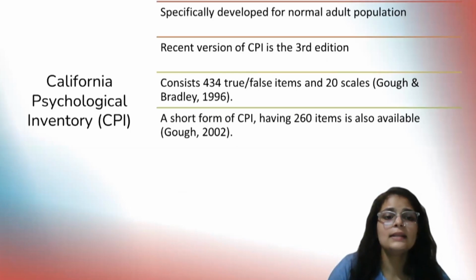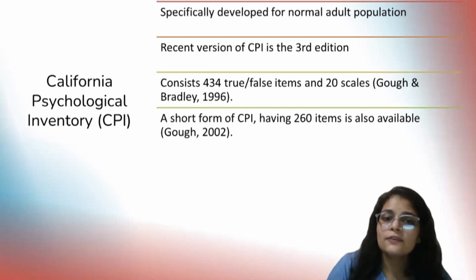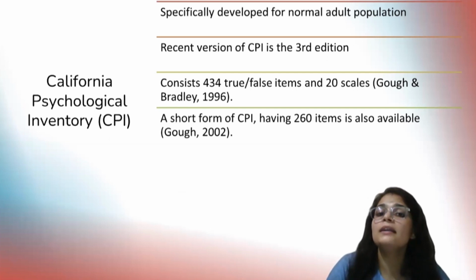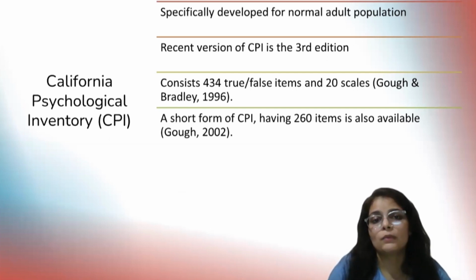Moving ahead is the California Psychological Inventory, CPI. It is specifically developed for the normal adult population. MMPI can be used for both populations, normal or clinical, whereas CPI is specifically designed for the normal adult population. The recent version of CPI is the third edition that we use.